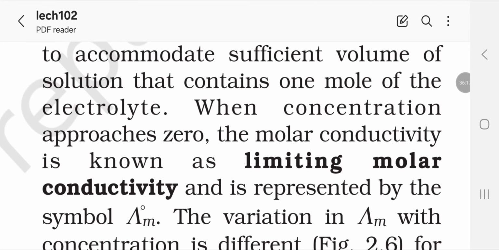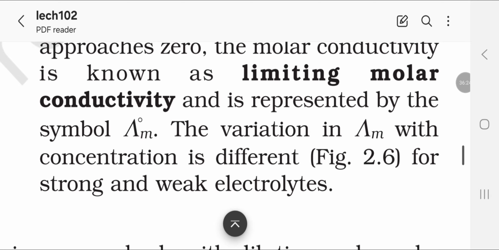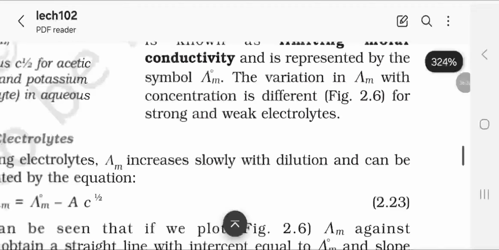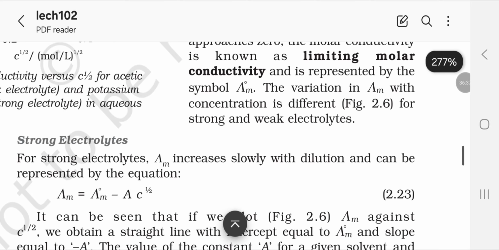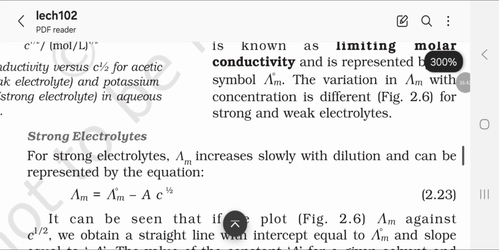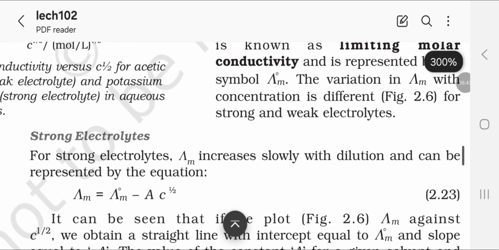When concentration approaches zero, the molar conductivity is known as limiting molar conductivity and is represented by the symbol lambda m naught. The variation in lambda m with concentration is different for strong and weak electrolytes. Strong electrolytes: for strong electrolytes, lambda m increases slowly with dilution and can be represented by the equation lambda m is equal to lambda m naught minus A root C.